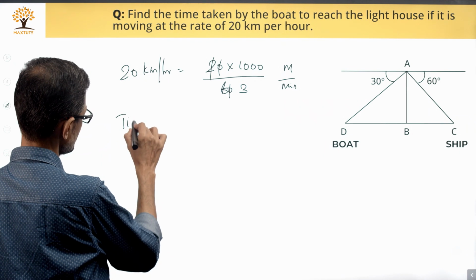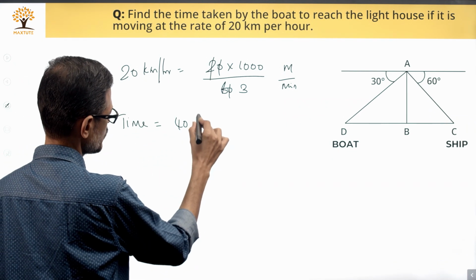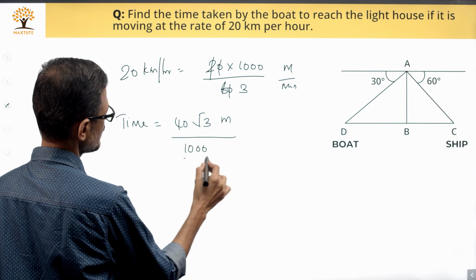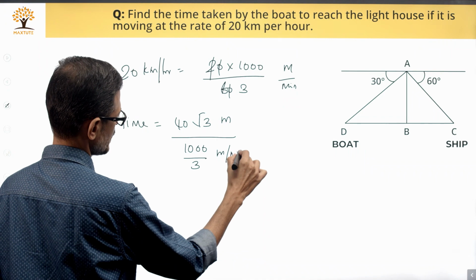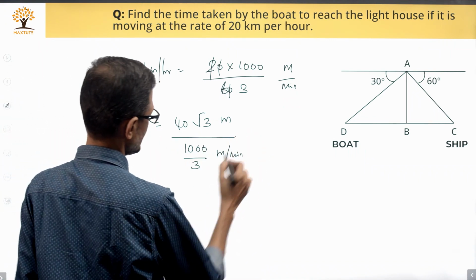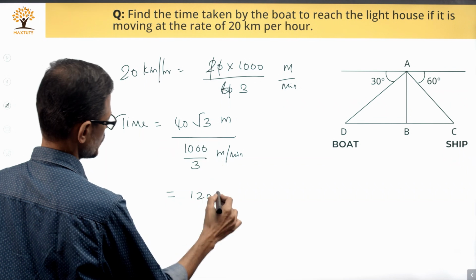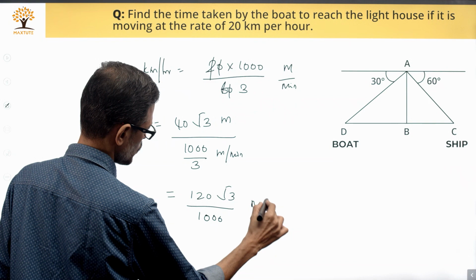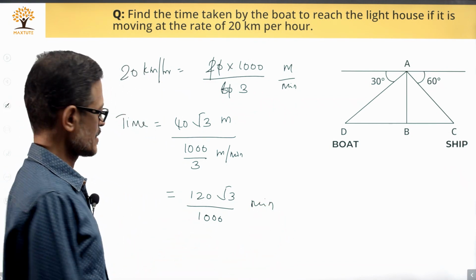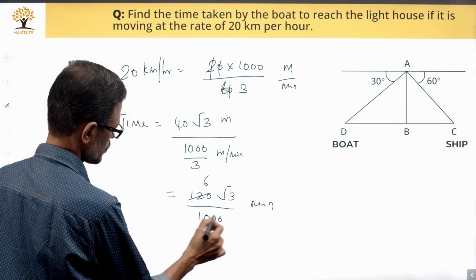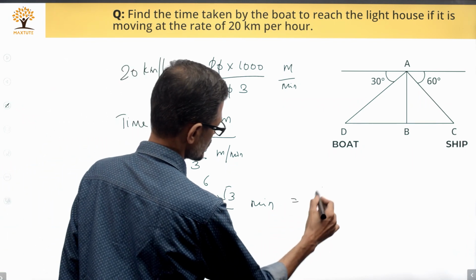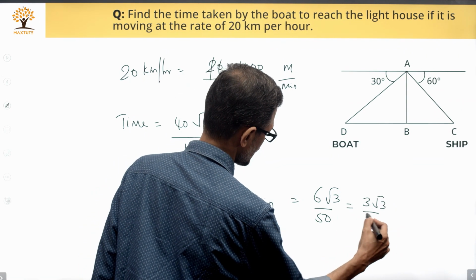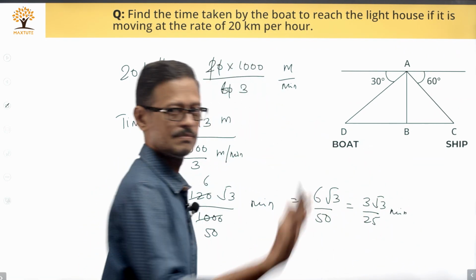So time taken is equal to the distance, which we computed to be equal to 40 root 3 meters, divided by the speed, which is equal to 1000 divided by 3 meters per minute. The 3 goes to the numerator, will make it as 120 root 3 divided by 1000 minutes is what our answer is. Basically simplify this. This is going to be 6 times 20. This is going to be equal to 50 times 20. So 6 root 3 by 50 or 3 root 3 divided by 25 minutes is the answer.